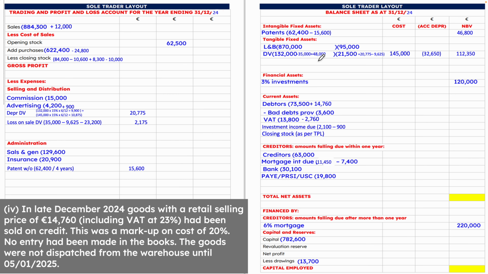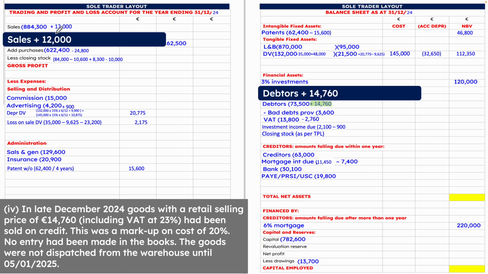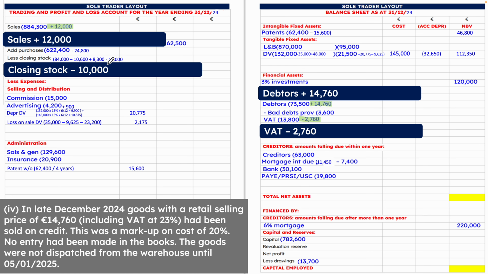So let's have a look at how it looks in the accounts. To the debtors in the current assets, we add 14,760. To the sales, we add 12,000. And then remember, we said the VAT, we were going to minus the 2,760 because it was on the opposite side of where the VAT balance was. And then our closing stock, we're going to minus the €10,000 here.